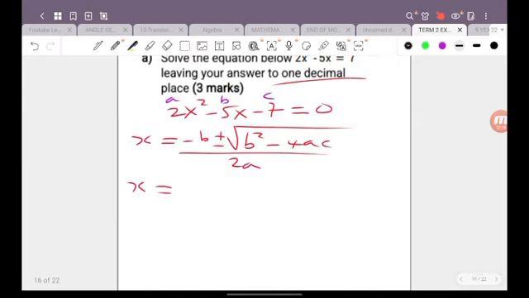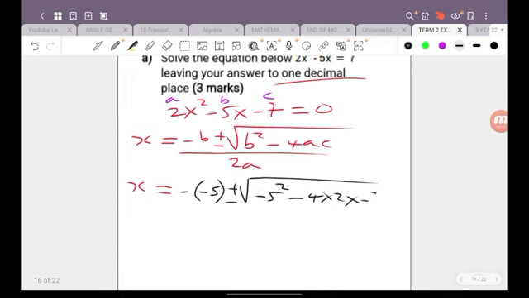So x is going to be equal to negative of negative 5 plus or minus the square root of negative 5 squared minus 4 times a times c. That's going to be 4 times a, which in this case is 2, times c, which in this case is negative 7, and that's all divided by 2 times a, and in this case 2 times a is 2 times 2.